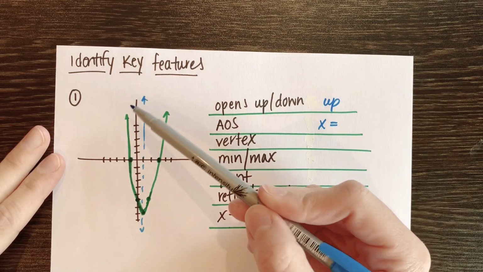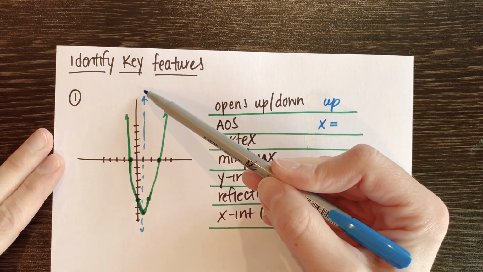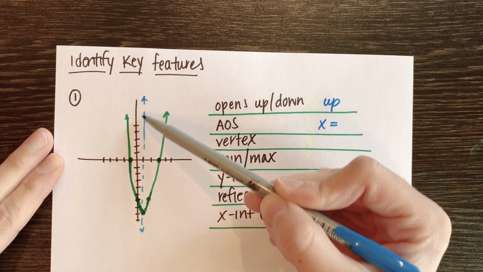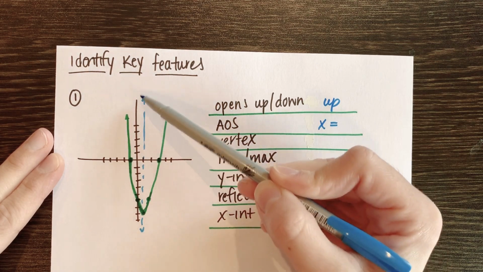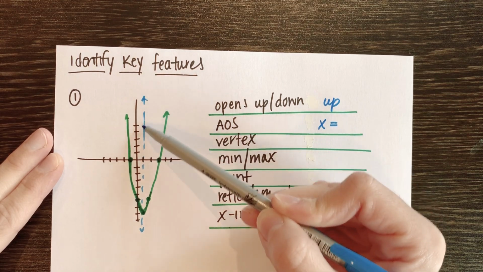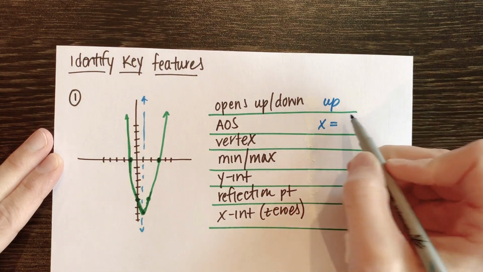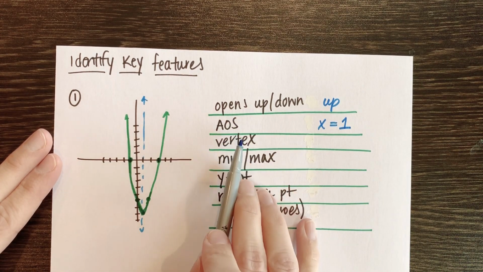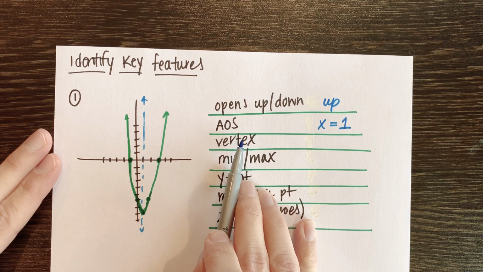So let's take a look. This line is filled in for me. I'm just figuring out the equation of that line. It's x equals a number. Well, what x value is it hitting? It's going through that x equals 1 notch, right? So that's a vertical line at x equals 1. So what is my axis of symmetry? x equals 1.